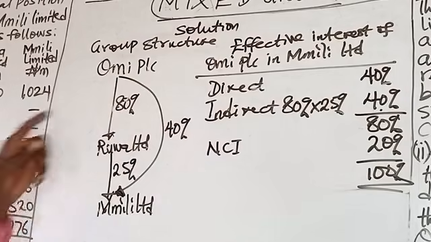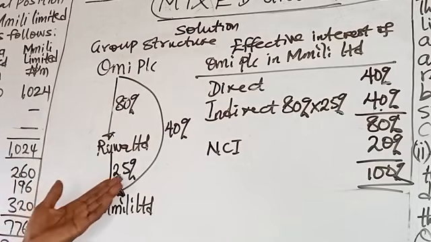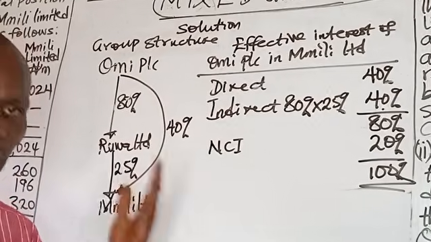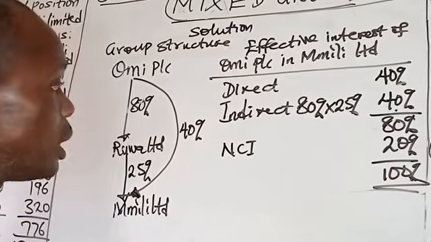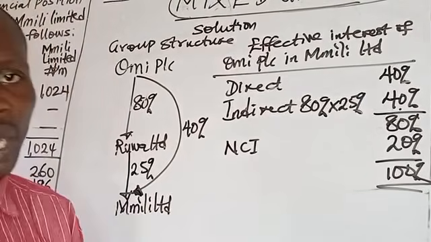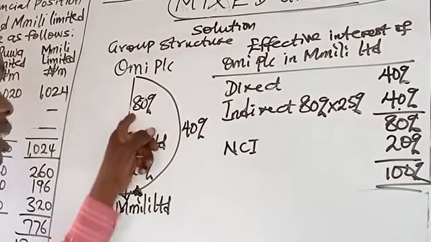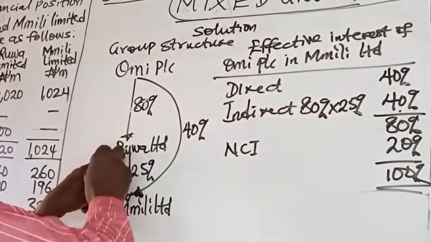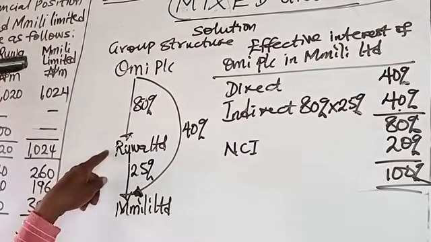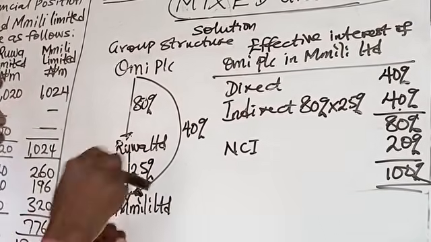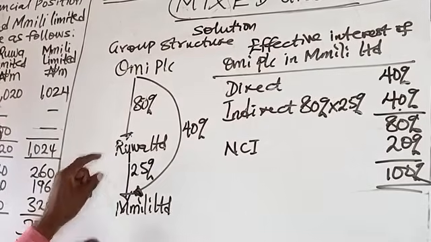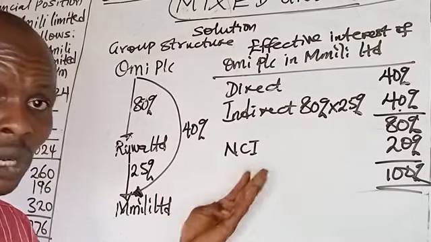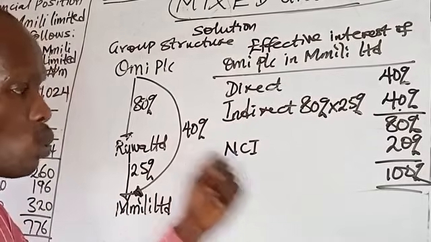Why the remaining 20%? I've told you that that will be used to reduce the non-controlling interest. When you calculate your non-controlling interest in the usual way, you are going to deduct 20% of the consideration paid by Ruwa in acquiring Mili.